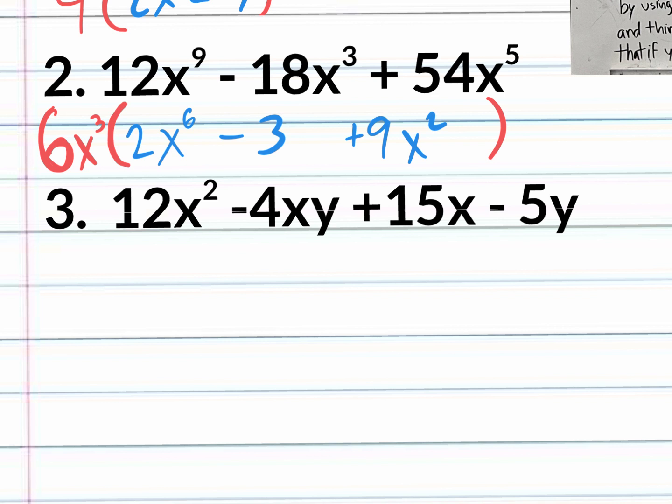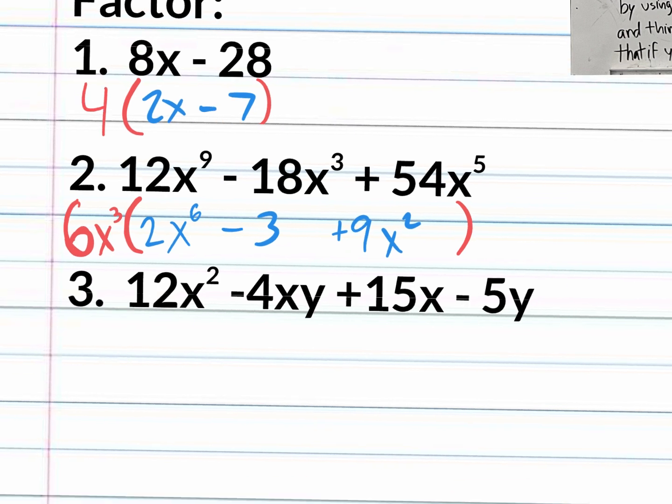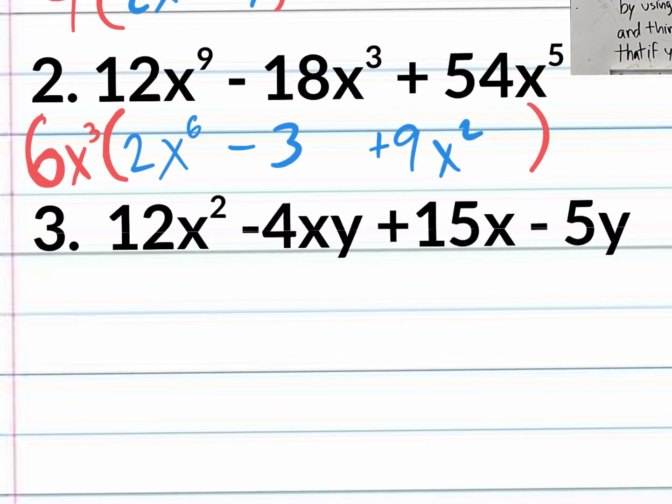It's funny because we started with 2 terms, and we pulled out the GCF. 3 terms, pulled out the GCF. We now have 4 terms. So what's the GCF on that one?